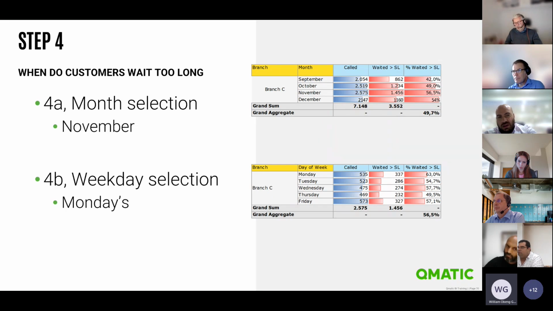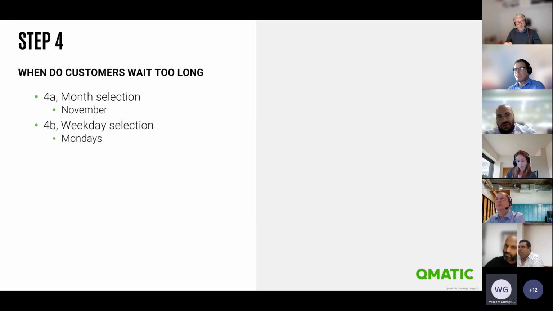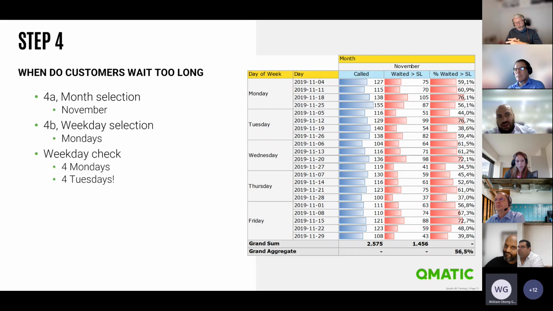So now I'm getting somewhere. I'm getting what happened in November on Mondays, because quite a lot of people wait too long on those days and in those months. I did do a weekday check. I don't know if you understand why, but if you look at the previous slide, it says Mondays, Tuesdays till Fridays, but you always have to check a little bit. Are there not more Mondays than Fridays or something? That differs really per month.